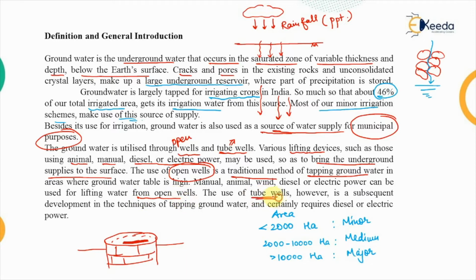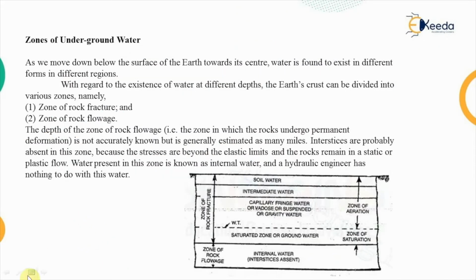The use of tube wells, however, is the subsequent development in this technique of tapping groundwater. Now, if we look at the zones of underground water, when precipitation occurs, this is representing the rainfall, it will strike the ground. A certain portion of the water will be available in this top portion. That is the water which is used by the roots of the crops. So this is the area from where the roots extract water for their growth.